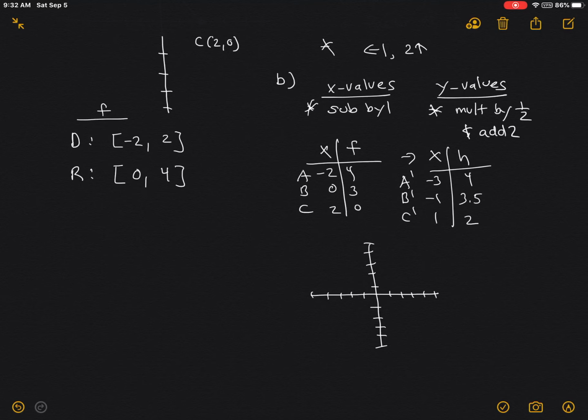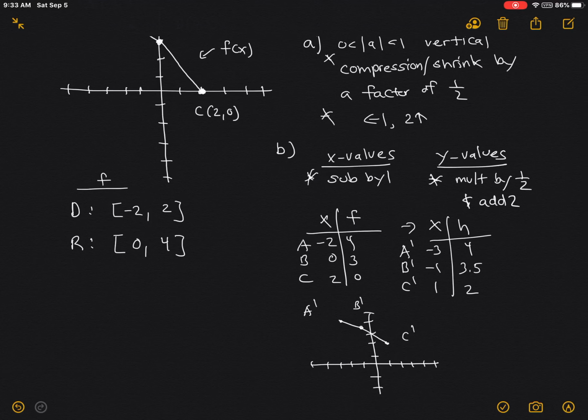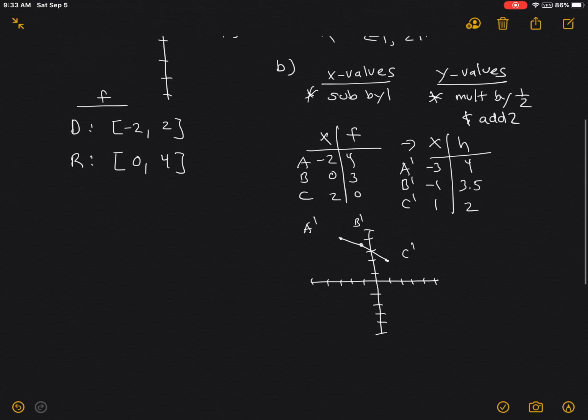Okay, so -3, 4, somewhere over here, there's my A prime. -1, 3.5, somewhere over there, there's my B prime. And then 1, 2. There's my C prime. Okay, so roughly there's my graph, right? Again, it got vertically compressed and it got shifted 1 to the left, 2 units up.